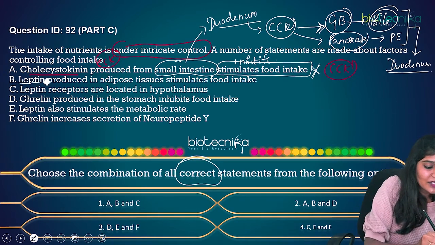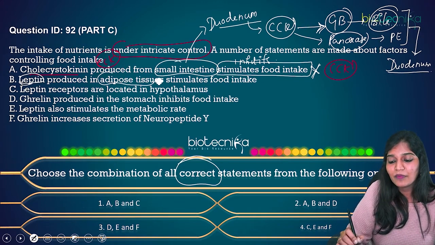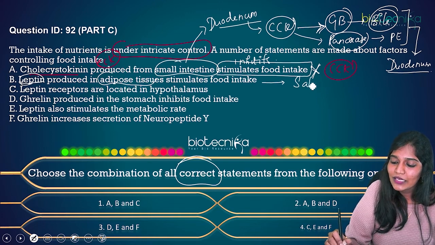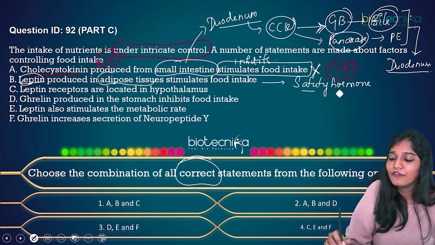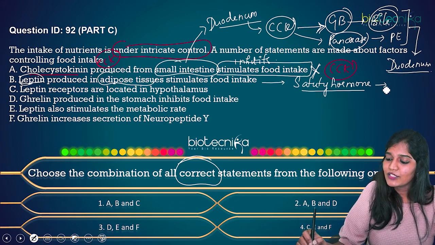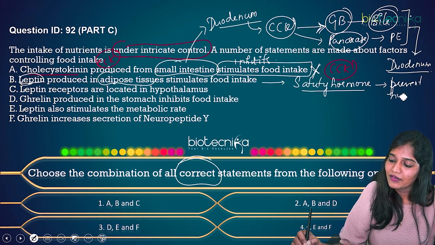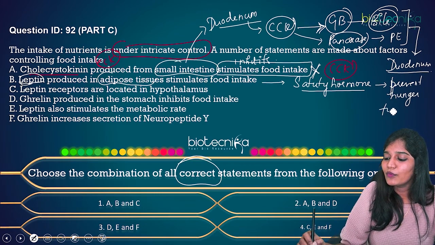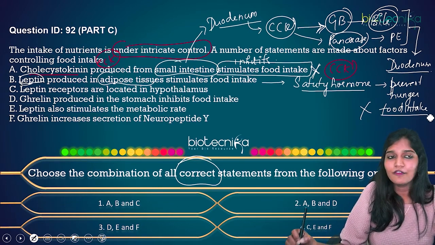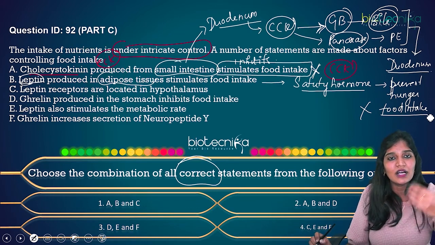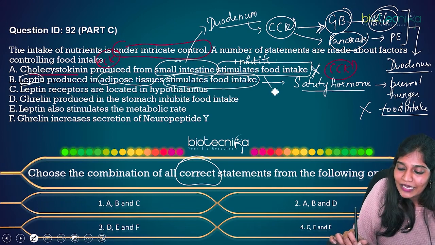The next one, leptin. Leptin is produced in adipose tissue, correct. Leptin is actually called the satiety hormone. Hunger feels satisfied, which means it is going to prevent hunger, so food intake will not be there. If leptin is present, you are already full, so it will not ask for any more food to come inside. But they have given that it stimulates food intake. No, it will inhibit food intake.